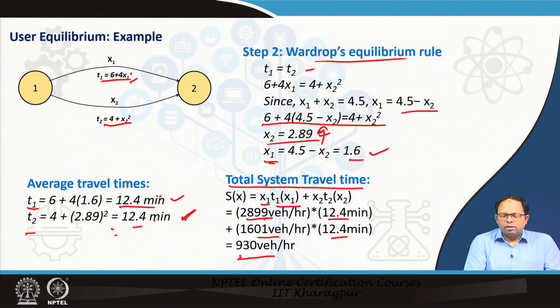So this is the value that we get, and this was in minutes, we converted into hours, so it has become 930 vehicles per hour. So this is the total system travel time that is being taken. So this is travel time into the total volume. So this is the total time spent in the system. So this is a measure, as you can understand, which actually talks about efficiency of this particular system.